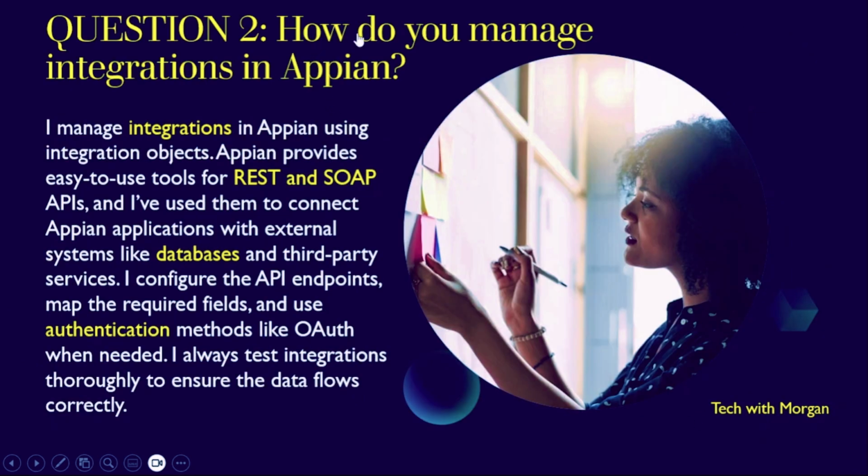Question 2. How do you manage integrations in Appian? I manage integrations in Appian using integration objects. Appian provides easy-to-use tools for REST and SOAP APIs, and I've used them to connect Appian applications with external systems like databases and third-party services. I configure the API endpoints, map the required fields, and use authentication methods like OAuth when needed. I always test integrations thoroughly to ensure the data flows correctly.